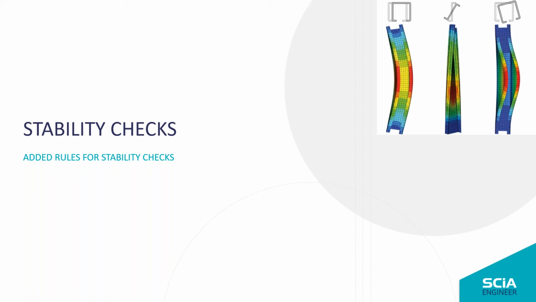And actually, this one will be our biggest topic of the entire webinar. It is the stability checks, where we have flexural buckling, torsional buckling, and lateral torsional buckling to be covered.